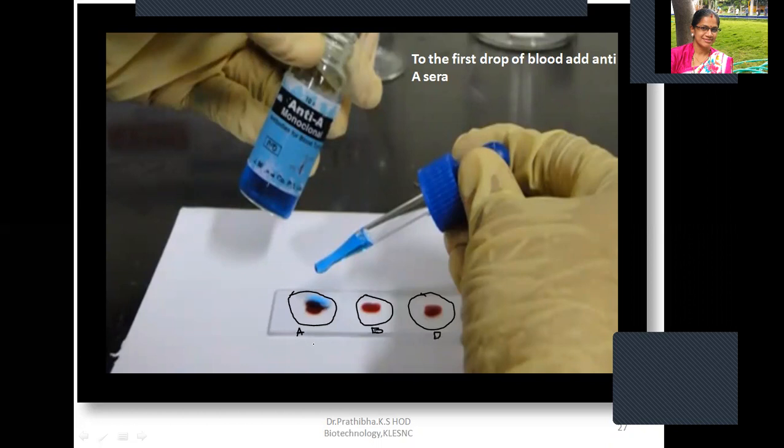Then to the first drop of blood, add antisera A. Without touching the drop of blood you need to add the antisera. If you touch the blood, it will contaminate the antiserum, other people cannot use it, and we may not get the result properly. So from a proper distance you need to drop the antisera onto the blood.